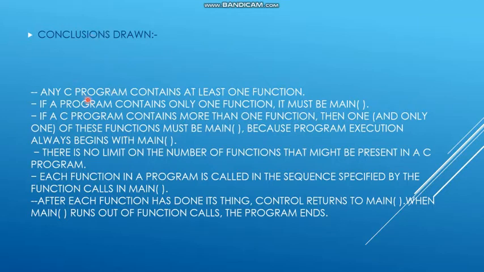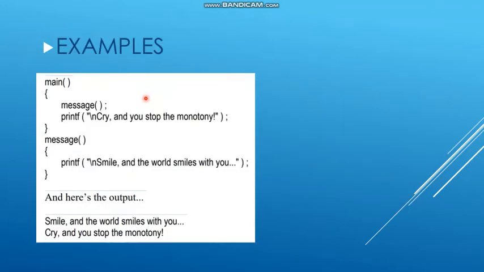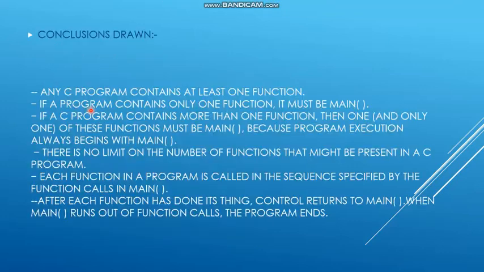Any C program contains at least one function. OK, any C program of yours, whatever it is, will definitely contain a function. Now that function could be your main function, because main is also a function, right? And every program starts from main, right? So if a program contains only one function, it must be main, which I have told you.